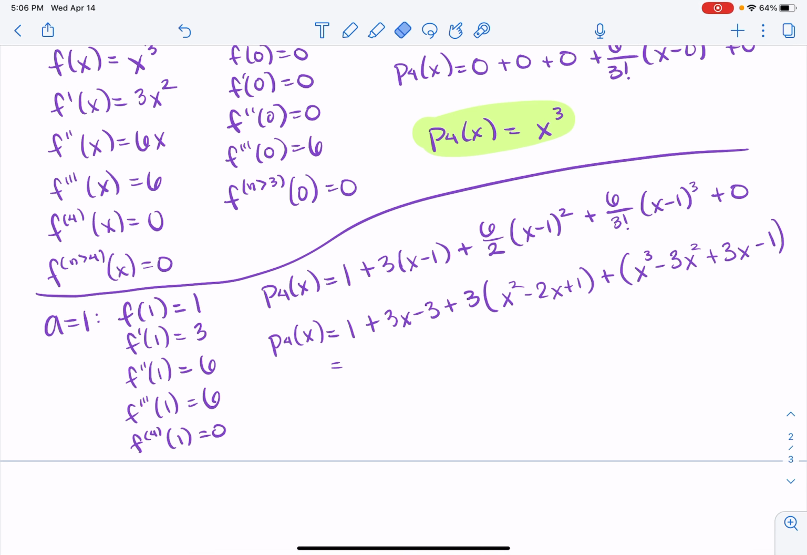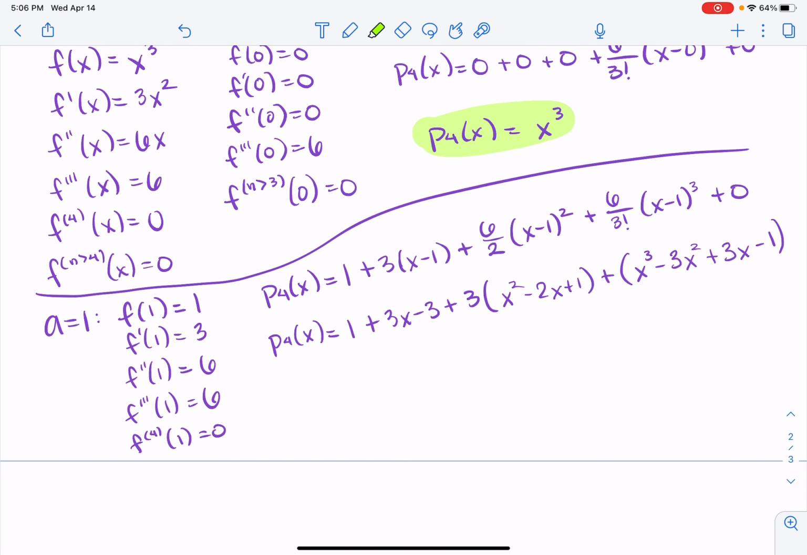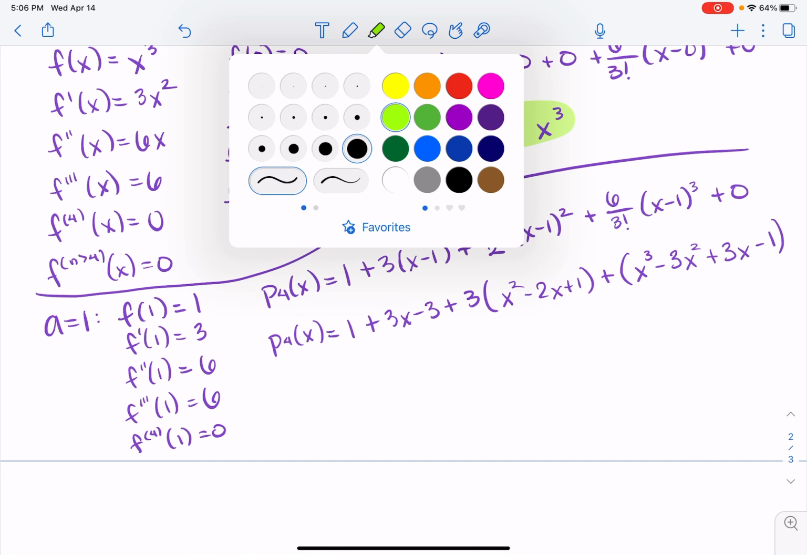Can we cancel some terms? Whew. Let's see. I'm going to write much smaller.